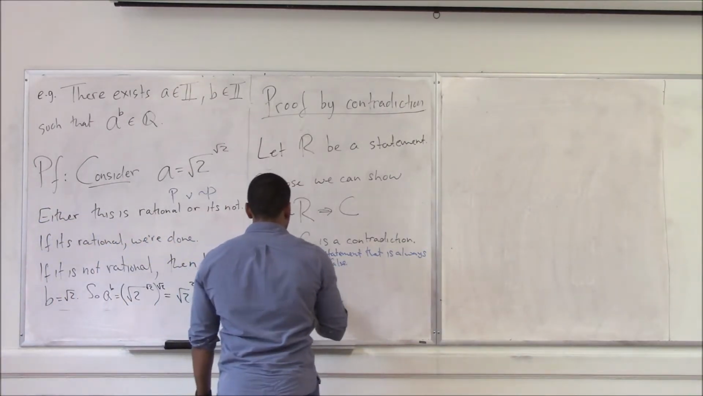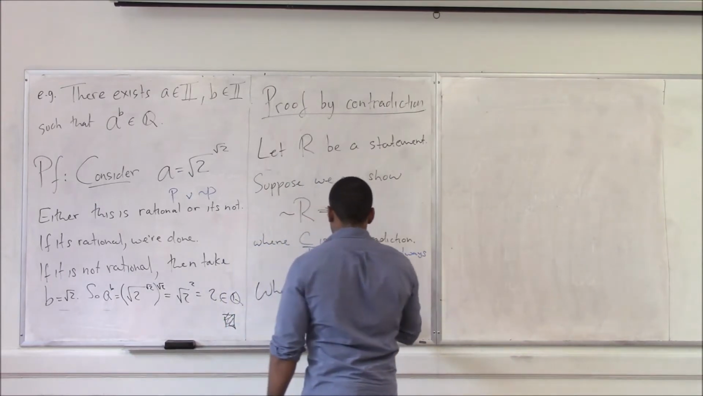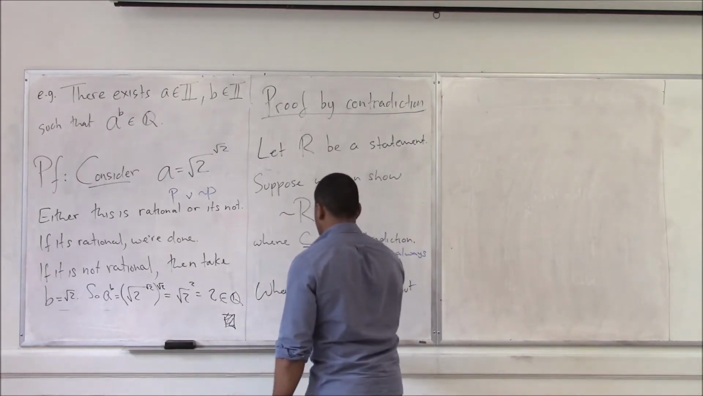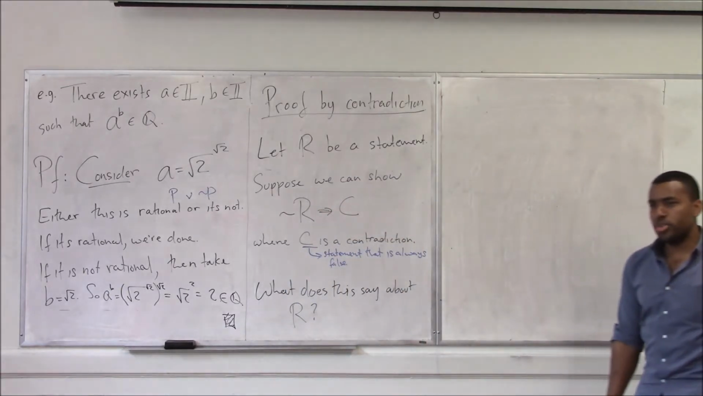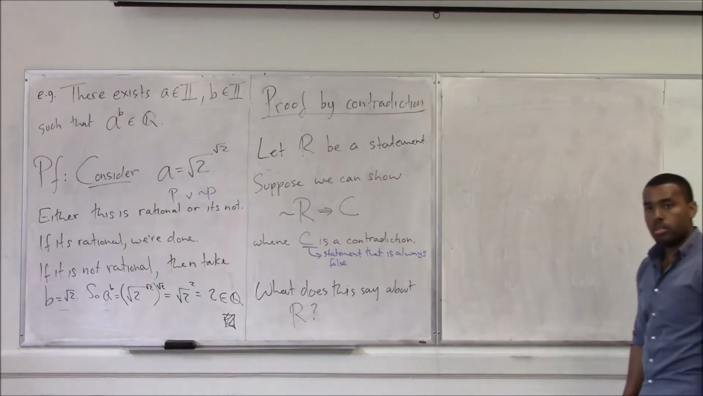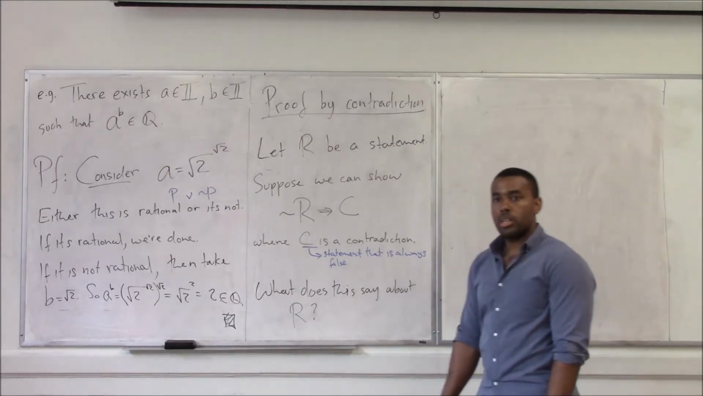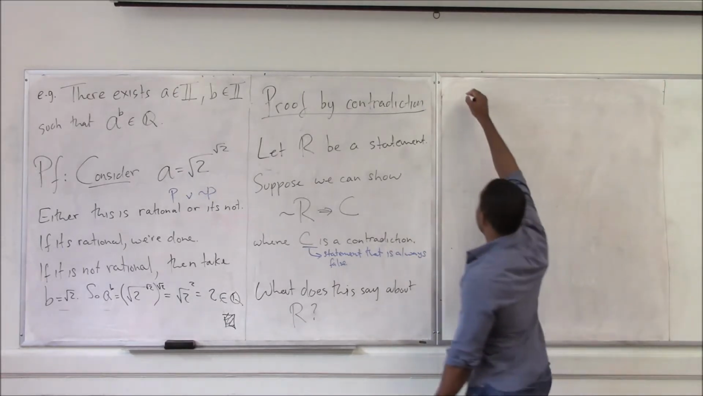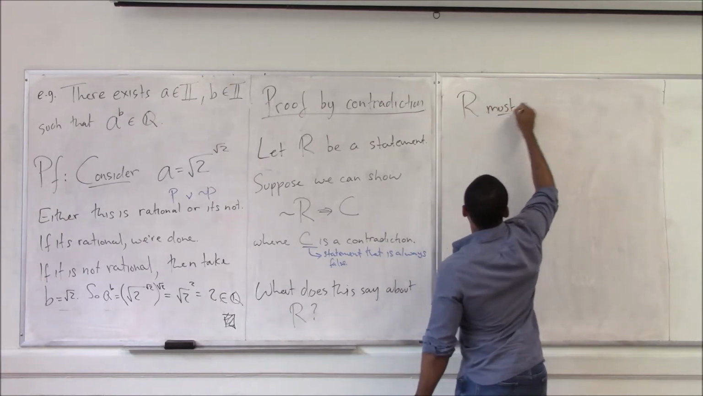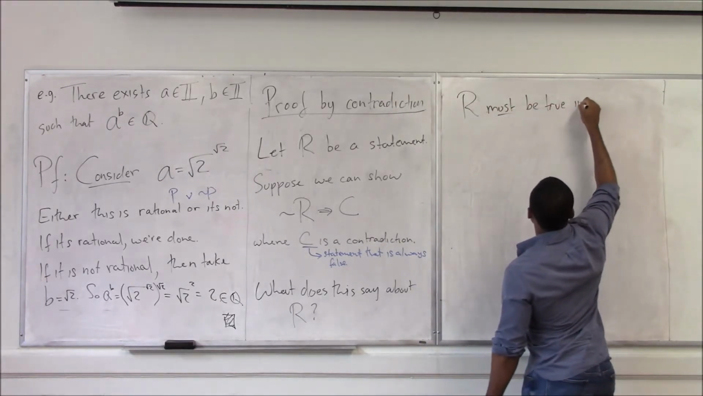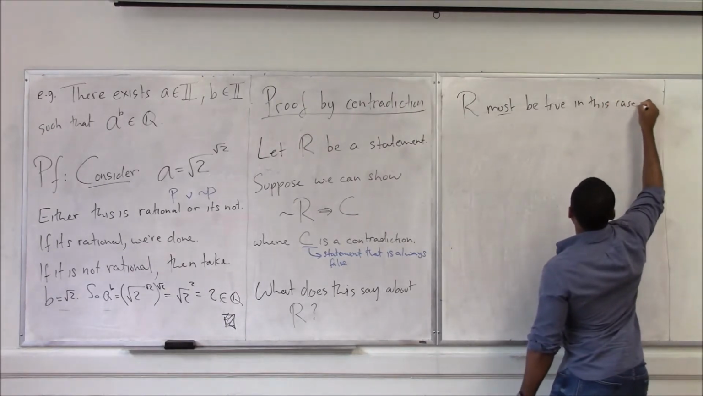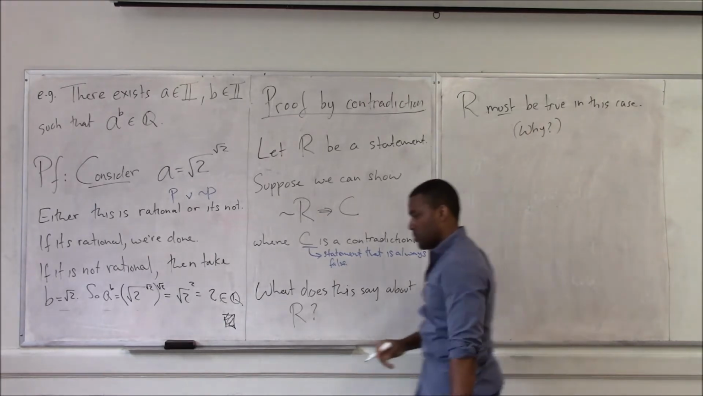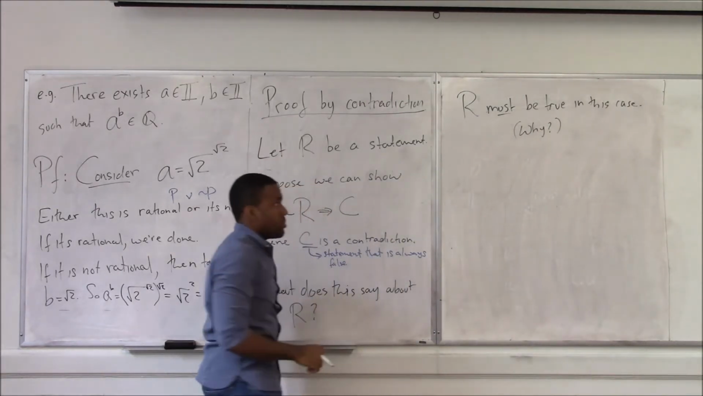Here's a question. What does this say about R? In terms of its truth value, can we know what it is? Well, we know that not R has to be false for that statement to be true. So what does R have to be? True. R must be true in this case. And so this is why. Why does it have to be true? If it was false, then you would have true implies false, which is a false statement.